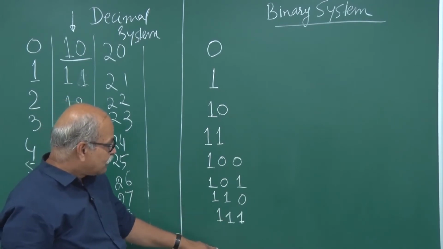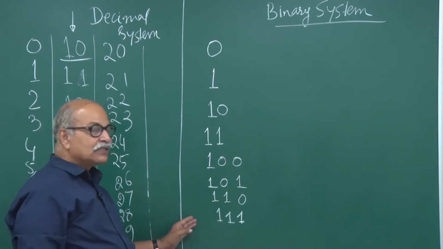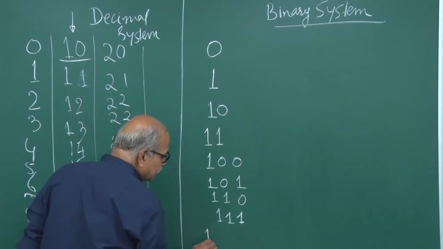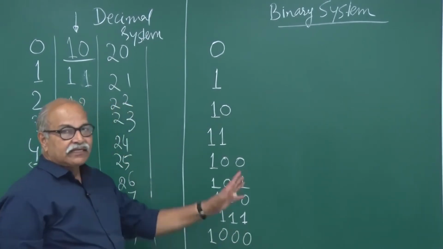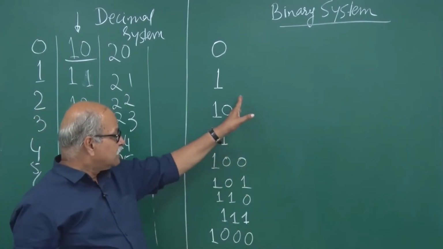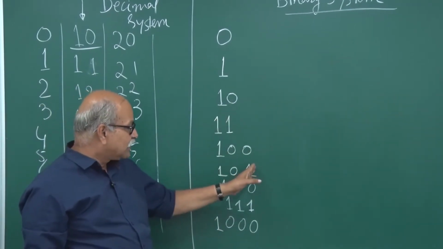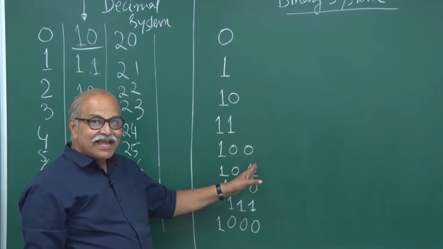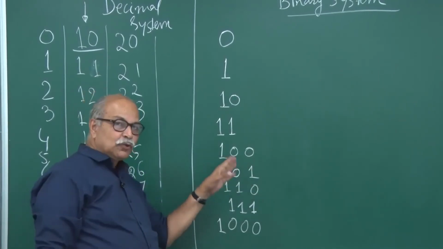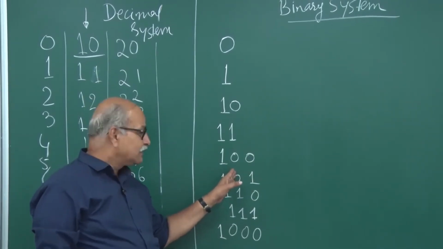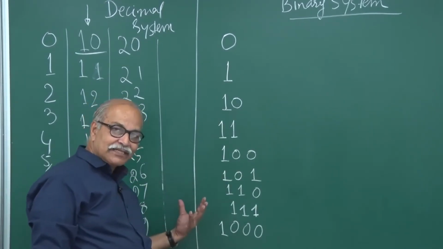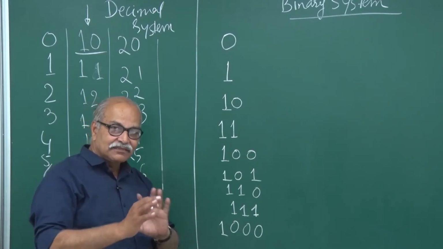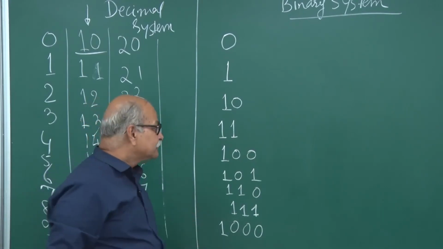Next number you add one more, and it has to be a 4-digit number, and that 4-digit number will be 1 0 0 0, like that. So, the place value system is still there. You have that unit place, and not tens place, this will be 2's place, and then this will be 2 squares place, and this will be 2 cube place, and so on. So, you can have that conversion, that numbers.